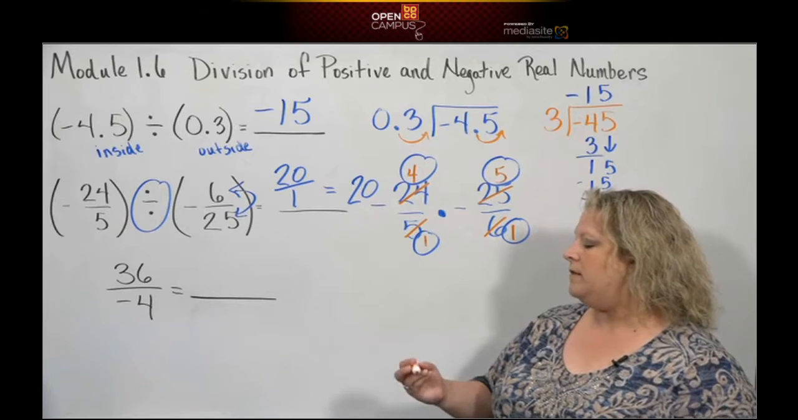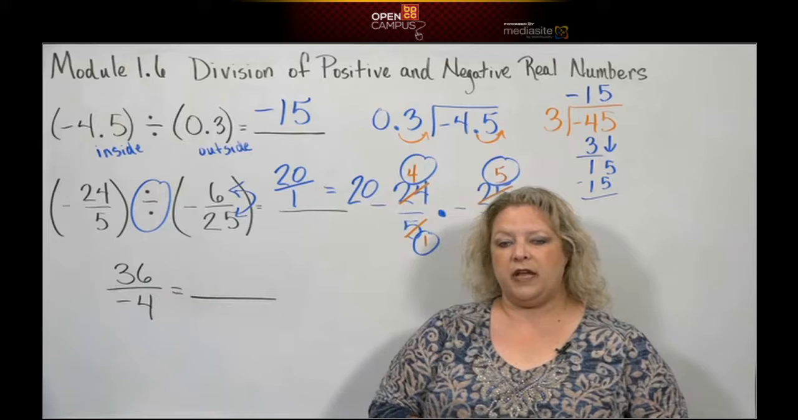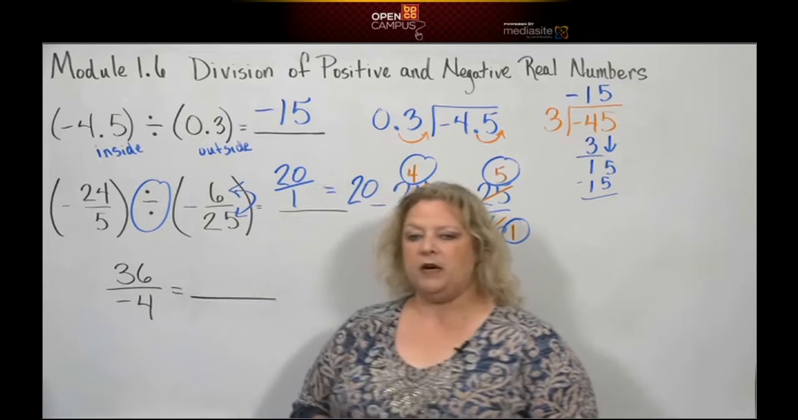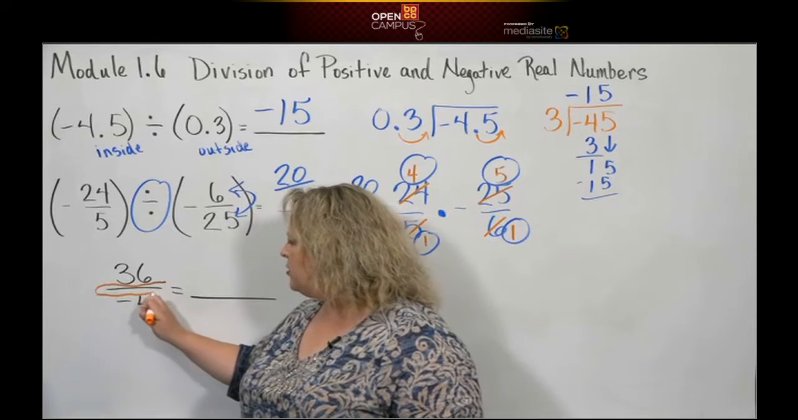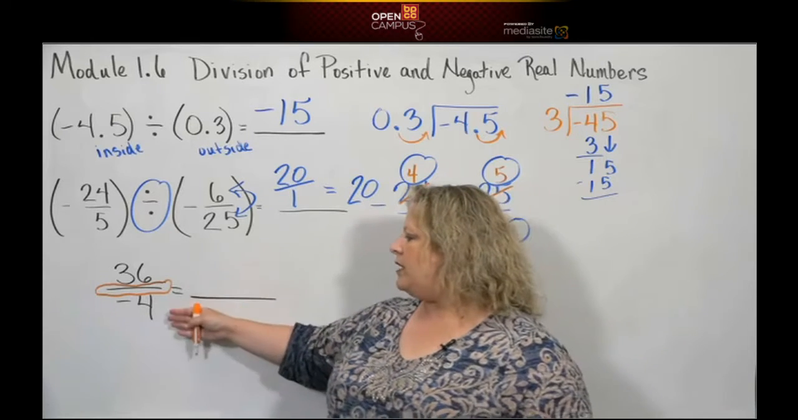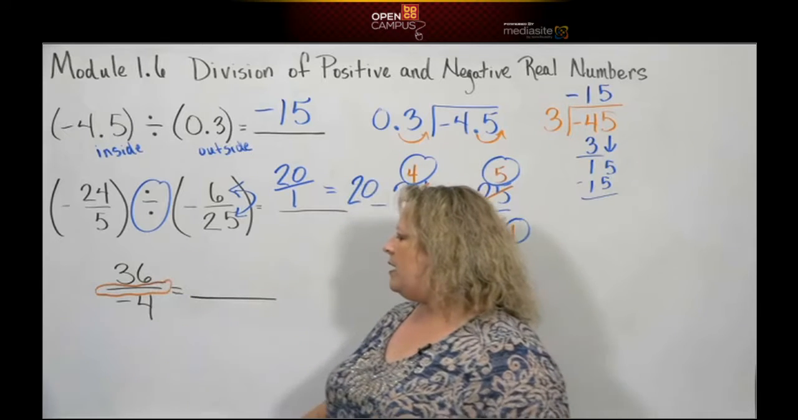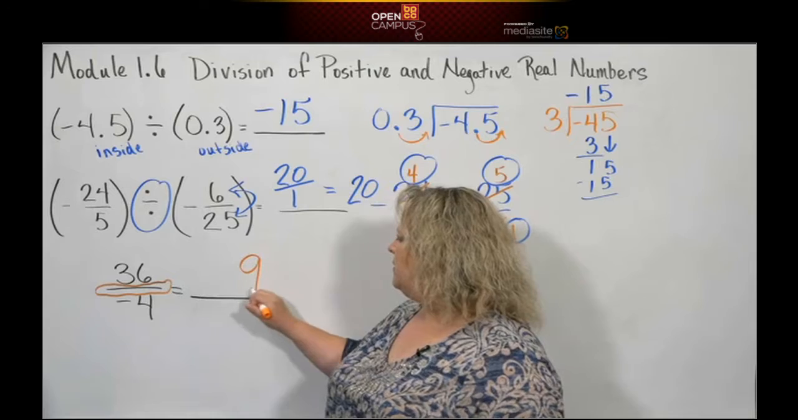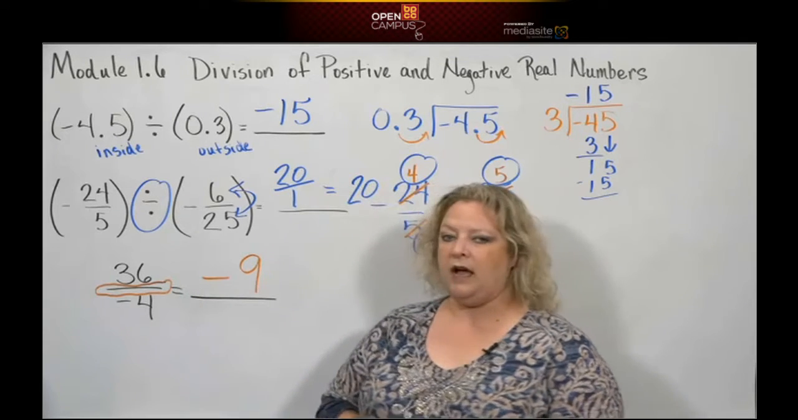It's understood. Okay, the last one we're going to do are plain Jane numbers. We have the number 36 divided by the number -4. Now this fraction bar right here is another way to write division. That's why it's written as a fraction. It really means division. So we have 36 divided by -4. Well, 36 divided by 4 is 9. And because the signs are different, our answer is a -9.